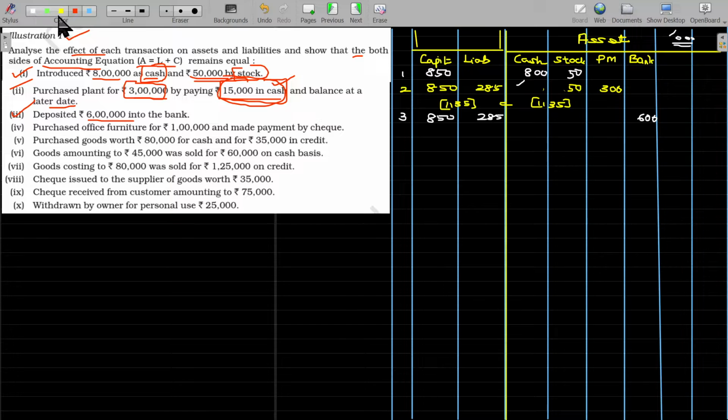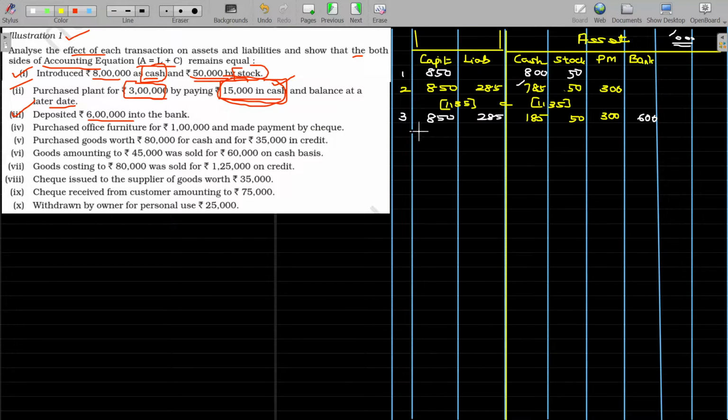800 minus 15, how much? 785. Yeah, of course, stock remains the same. I just misunderstood. Right. From the 785, 600 rupees deposited to the bank. So now the cash balance is 185. No change in stock, that remains the same, and plant and machinery are also the same.